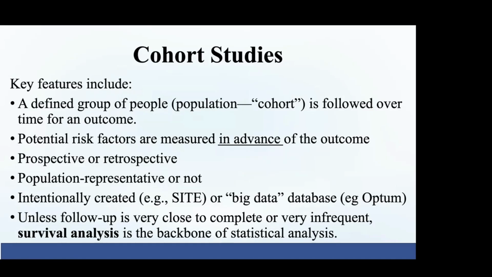The key features of a cohort study are a defined group of people, a population that's followed over time for an outcome, and potential risk factors are measured in advance of the outcome. It can be prospective or retrospective, and population representative or not. It can be an intentionally created cohort like the site cohort study, or a big data database like insurance database such as Optum. And unless follow-up is very close to complete or very infrequent, survival analysis will be the backbone of statistical analysis.